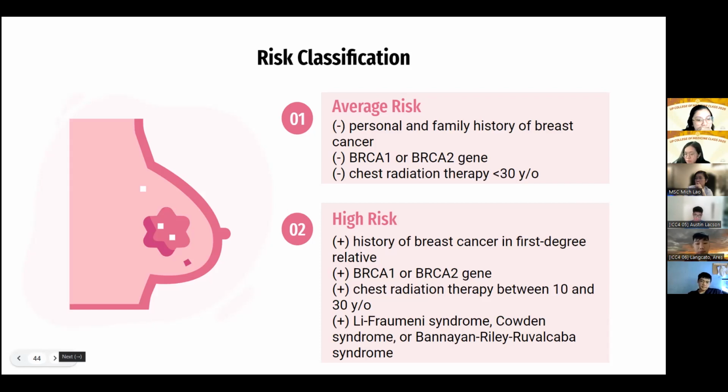And then for high-risk patients, these are the patients who have a first-degree relative with a history of breast cancer, positive for BRCA1 and 2 gene mutation. They have positive exposure to chest radiation between 10 to 30 years old, and they also have rare syndromes such as Li-Fraumeni syndrome, Cowden, and Bannayan-Riley-Ruvalcaba syndrome. So, that's for the risk classification.